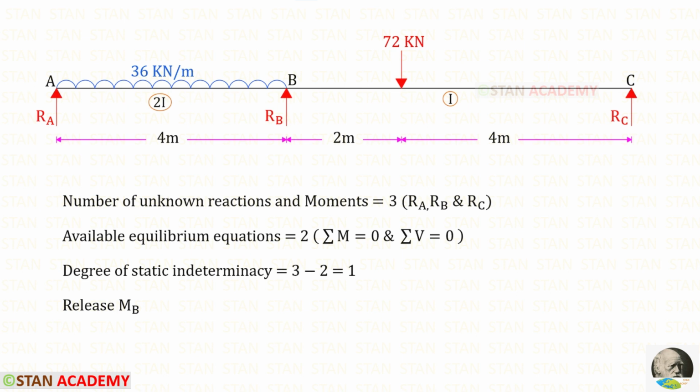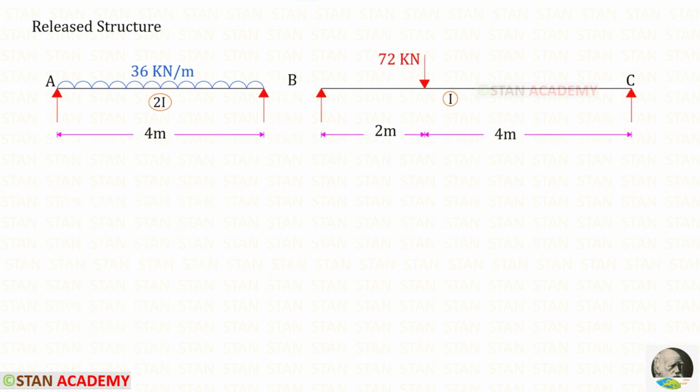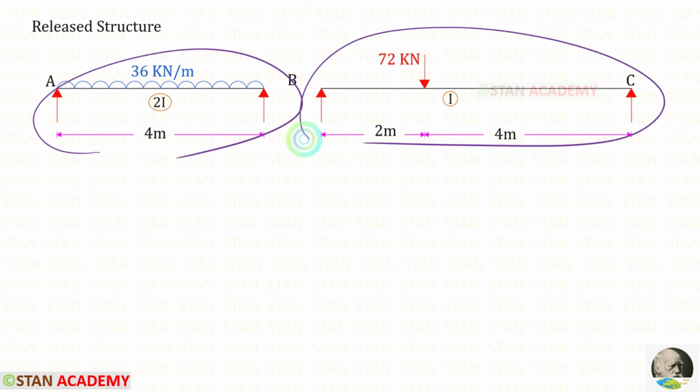In the previous problem, we have analyzed the same beam. There I released RB, but in this one, from the point B, I am going to release MB. When we do that, the continuous beam becomes two separate, simply supported beams.